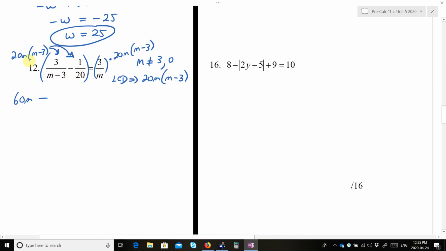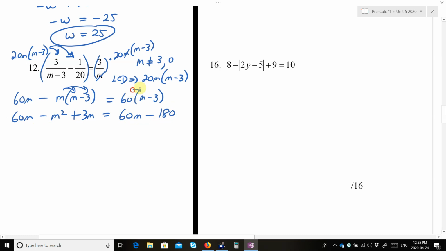Minus sign. 20 into that LCD will knock off the 20, but it will leave the m times the m minus 3 multiplied onto the 1, which will leave that, equals, m's cancel, we will have 60 times m minus 3. And then it just becomes a small equation to solve. It's going to be minus m squared plus 3m. This is 60m minus 180 when you do distributive. So we have 63m minus m squared equals 60m minus 180.